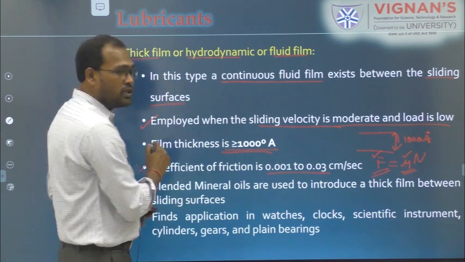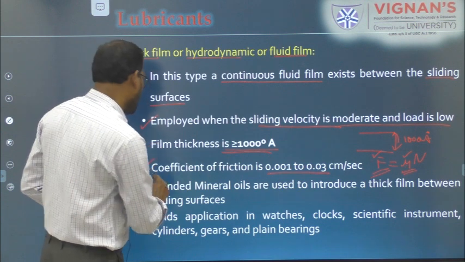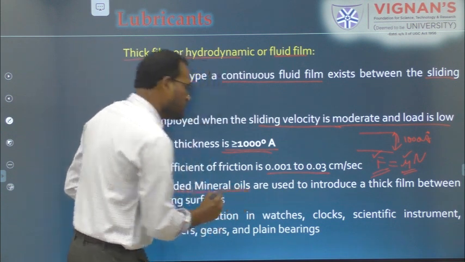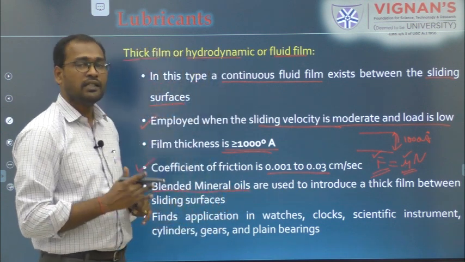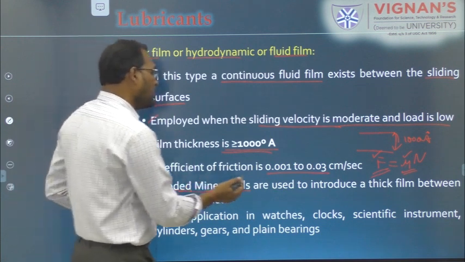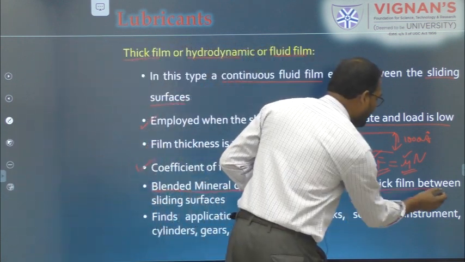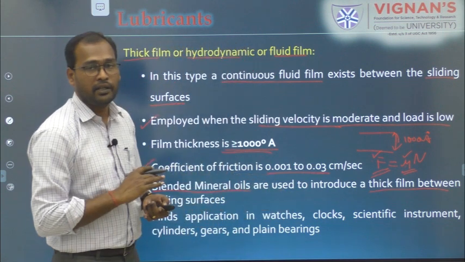And the materials which are used for these thick films are blended mineral oils. Okay, so these are the materials which are used, and they are used to introduce a thick film between the sliding surfaces.